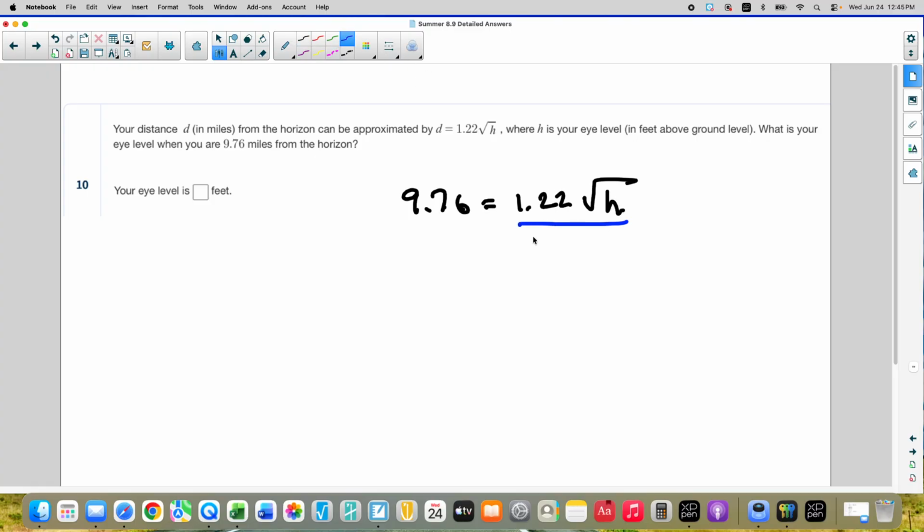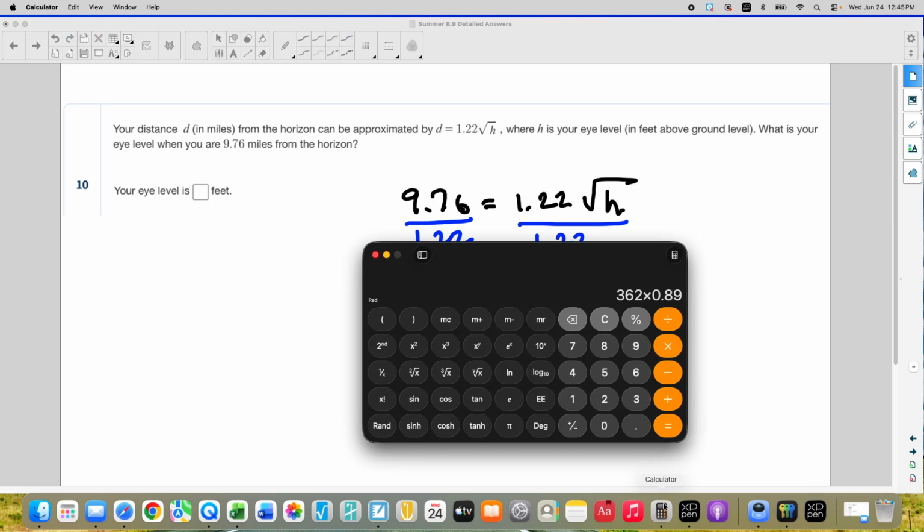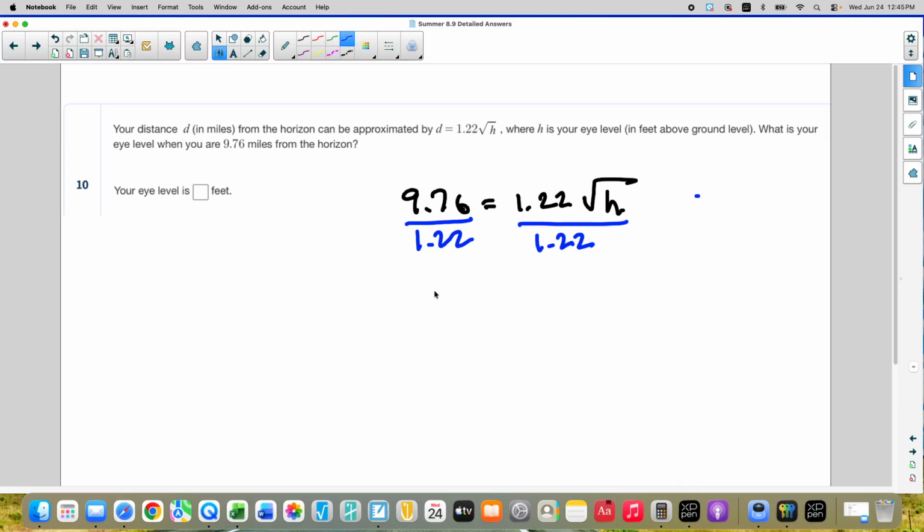We're going to divide by 1.22. I'm going to throw that in the calculator. 9.76 divided by 1.22 gives us 8. I like that. 8 equals the square root of h.